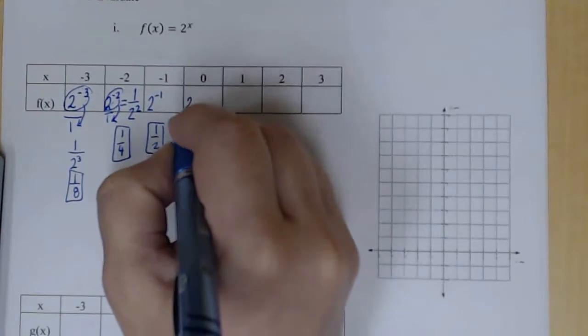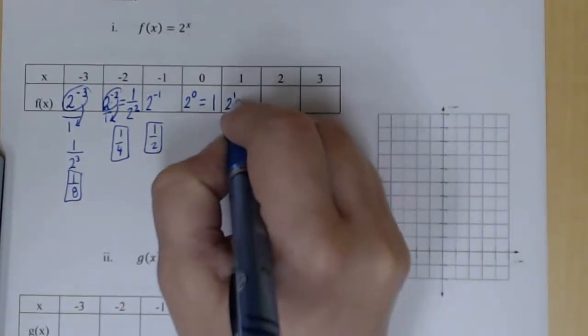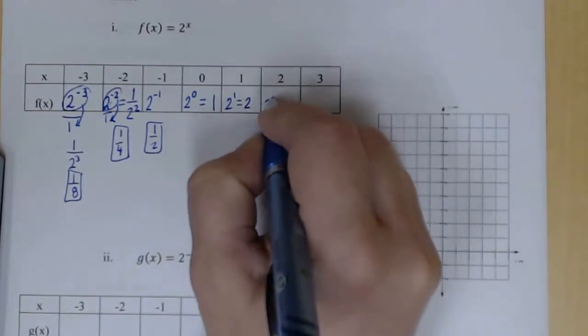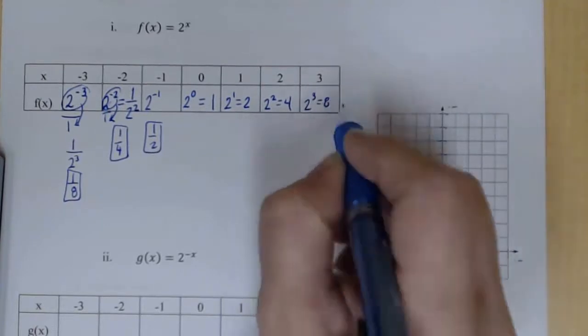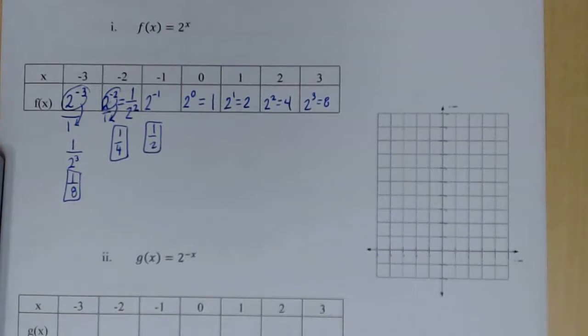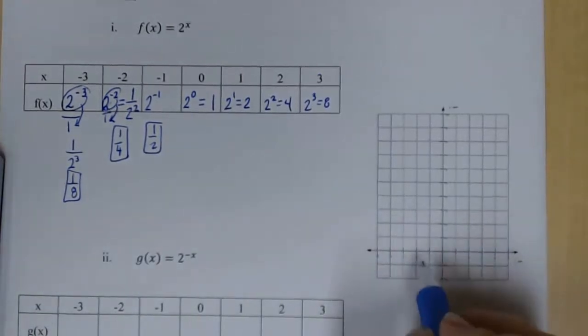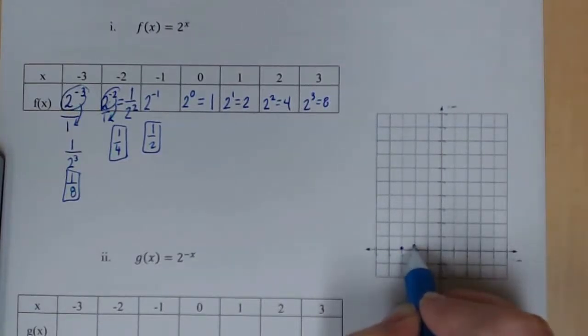You can go on, you can say 2 to the 0. Well, anything to the 0 power is 1. 2 to the first, that's 2. 2 squared is 4. And 2 cubed is 8. So now that I have some function values, let's go over to our graph and see if we can graph them. So at -3, 1, 2, 3, we're going to be at 1/8. I'm just going to estimate. At -2, we're at about a fourth.